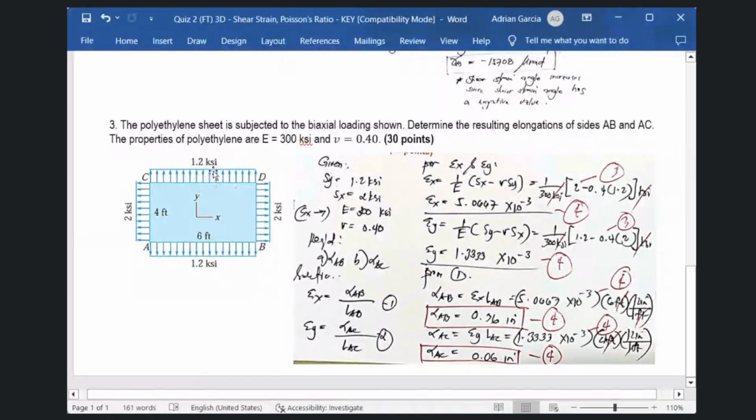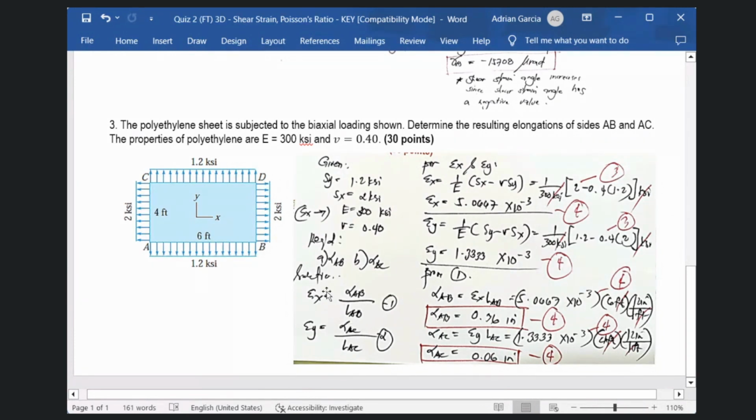The arrows are going up, ibig sabihin ng 1.2 KSI. Y-axis, going left, ang ating 2 KSI, ibig sabihin, ang stress sa X ay 2 KSI. These KSIs are your already stresses, no? Hindi mo na kailangang i-substitute in terms of P, no? Binigay na ang stress, yun na yung gamitin mo para dito sa biaxial formula. E given naman, 300 at V or Poisson's ratio is 0.4.